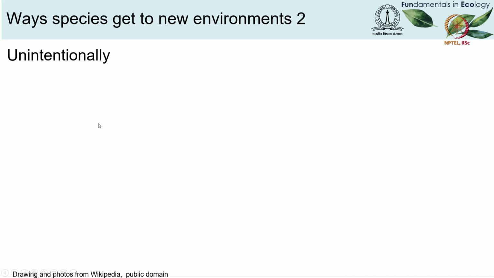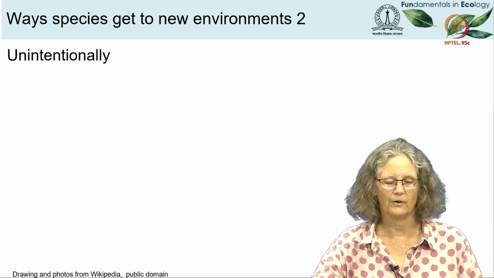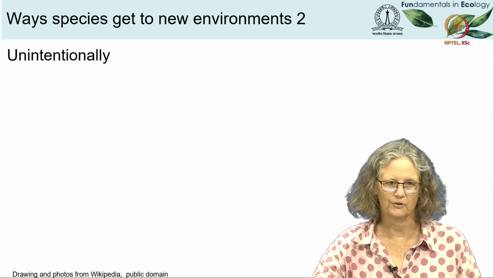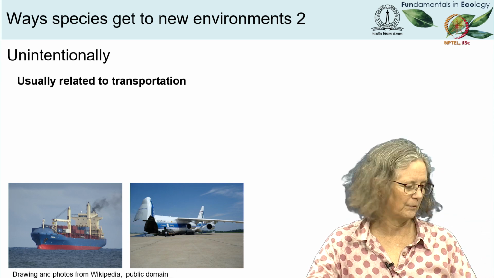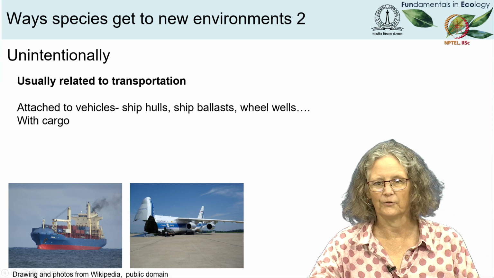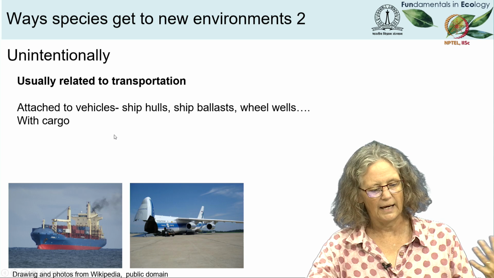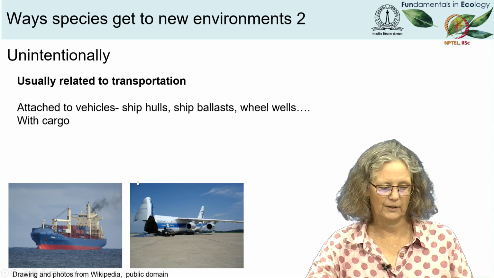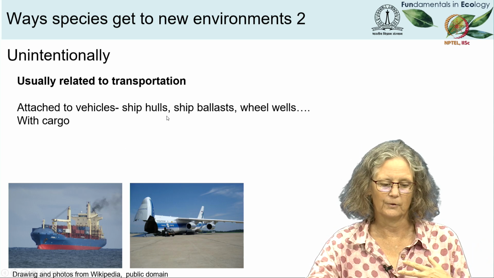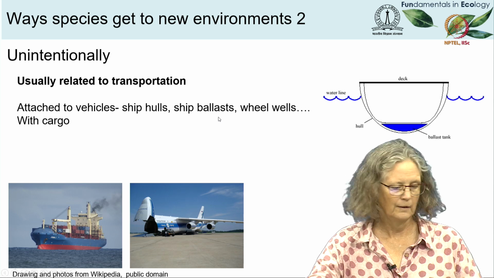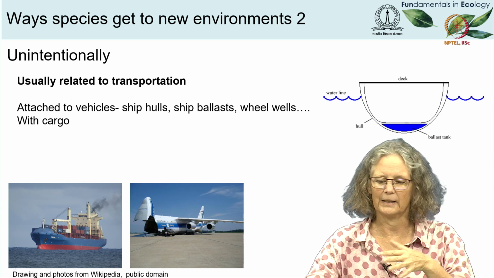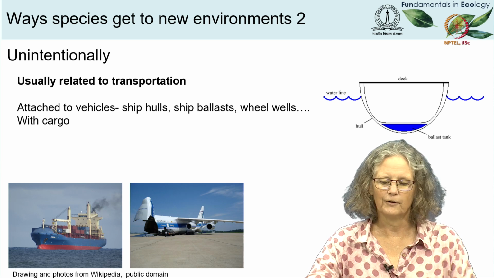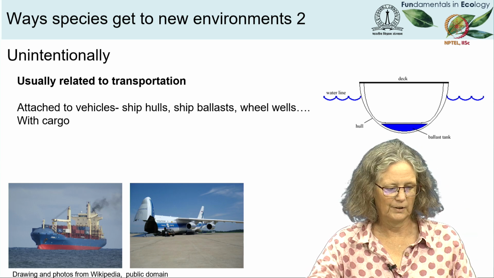Okay, so that was a bunch of intentional introductions, but invasive species also arrive by unintentional means. These are usually related to some kind of transport, so they come along with something else. They can be attached to vehicles, such as on ships or in the ship ballast water. This is water that's put in ships in order to make them heavier, less buoyant when they're not full, and that ballast water has organisms in it.